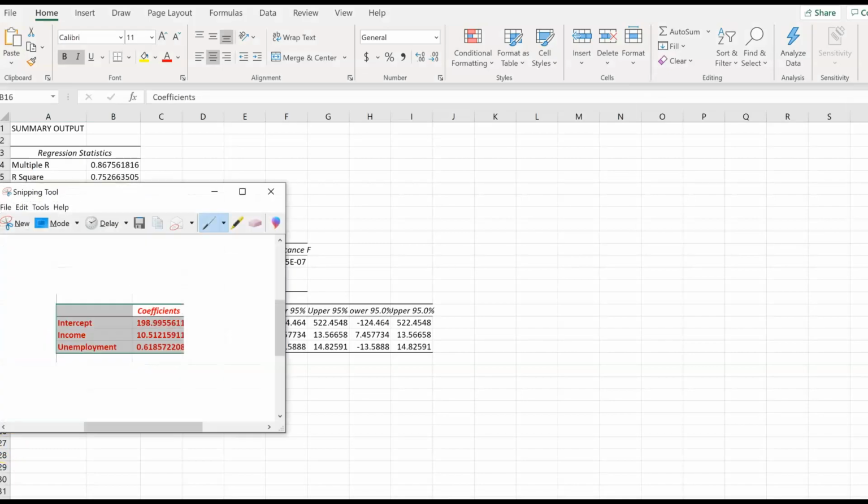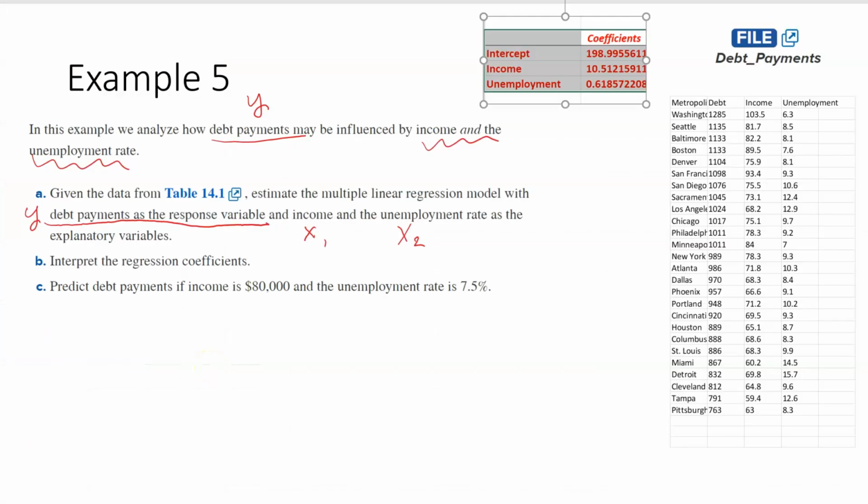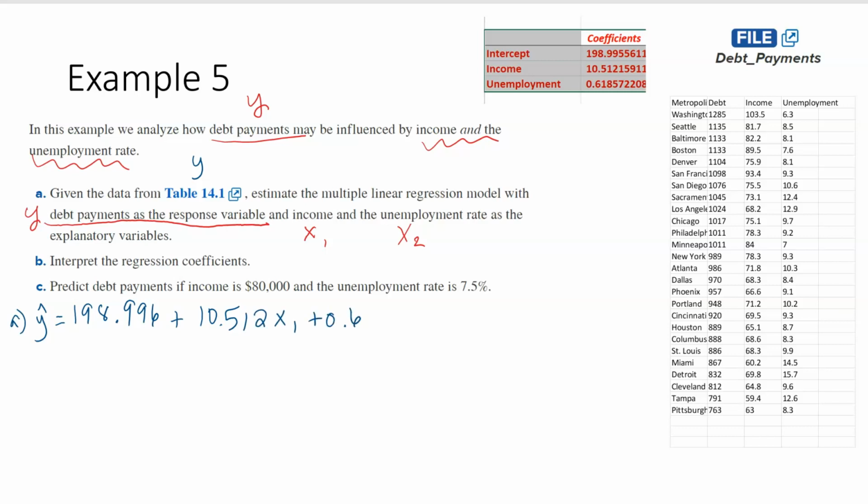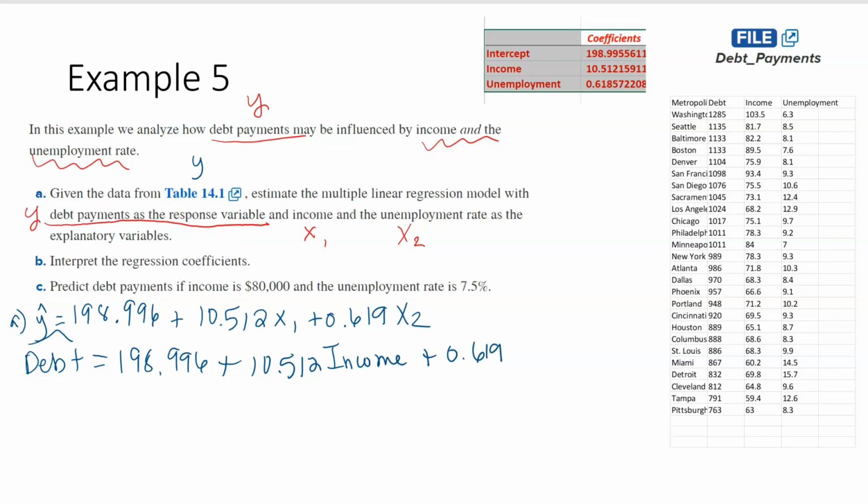We'll bring those over. Okay, so for A, we're going to go ahead and write it with y hat. We'll do it both ways. So we've got y hat is equal to, and our intercept is 198.996 plus income, we've got 10.512 x1 plus 0.619 x2. Now let's go ahead and interpret those. So our y is debt, so debt hat is equal to 198.996 plus 10.512 times x1, which is income, plus 0.619 times x2, which is unemployment.